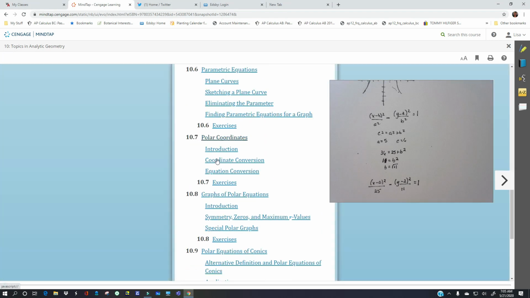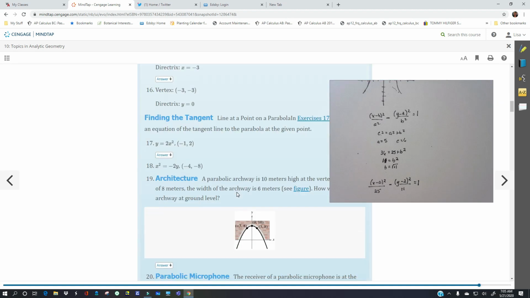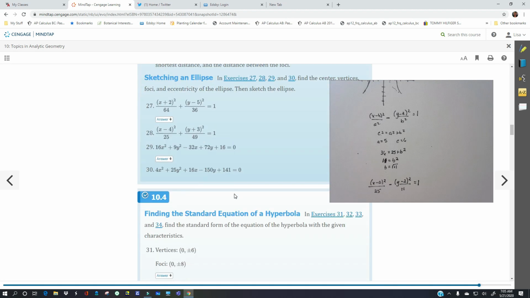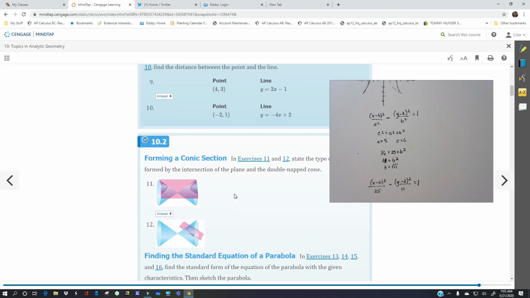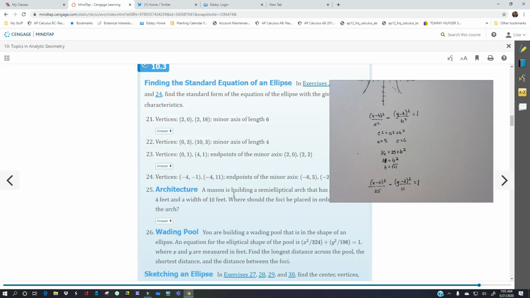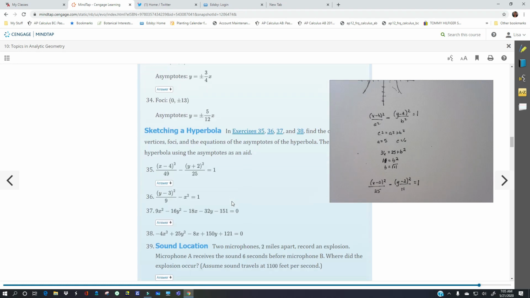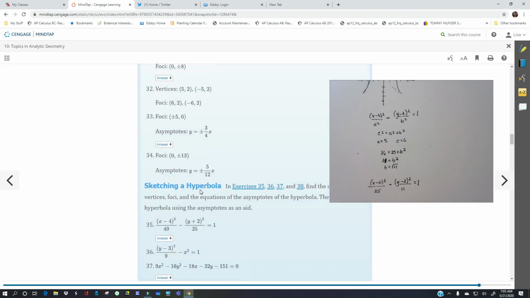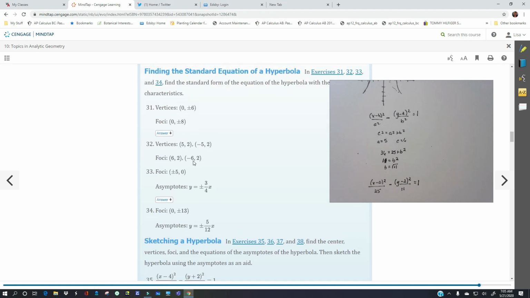I need to go back to the review exercises. What if, and this is not part of the question, but I'm sure you will have one of these on the test. Where was I? What number was this again? 30-something, here, 32. Okay, what if I asked you for the equation of the asymptotes?